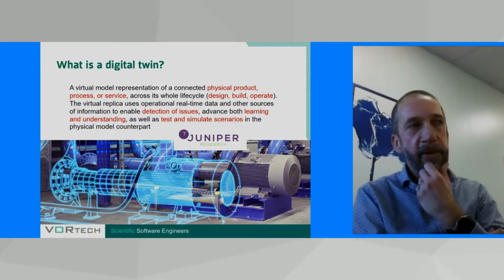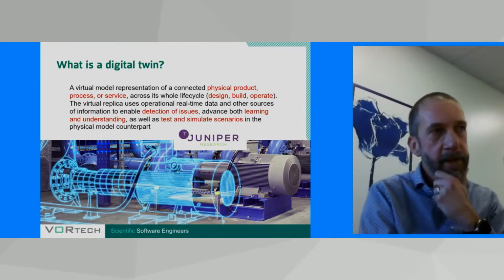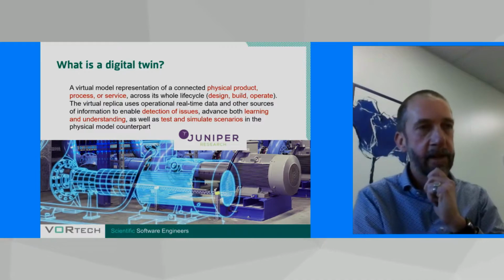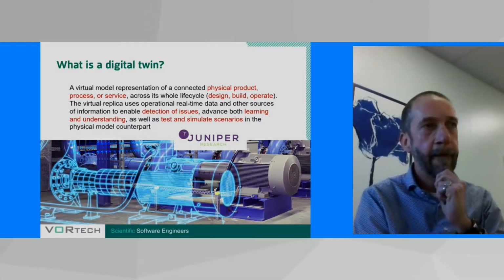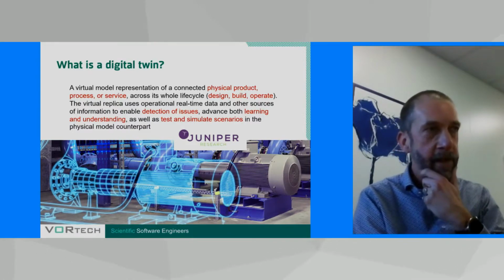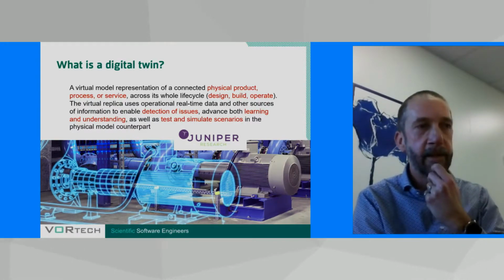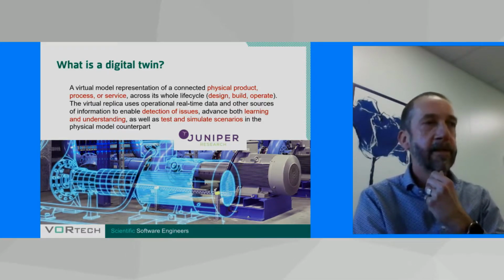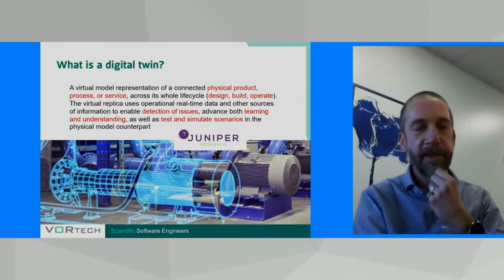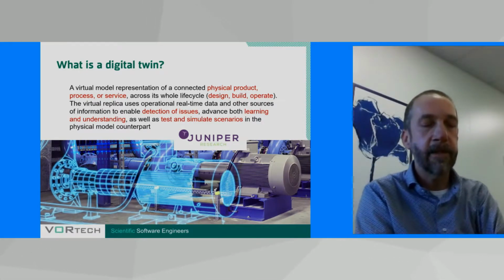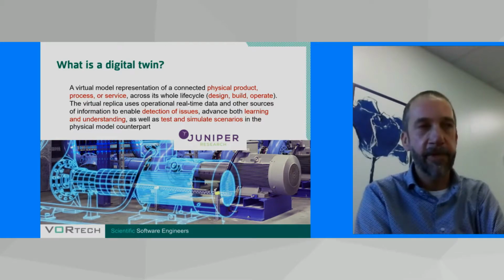And then there are a couple of use cases in this definition. So the first is detection of issues. I'll give you an example later on. The second is learning and understanding, which is a wonderful application to train people. So at some point you will probably also see that machines come with a digital twin in order to train people to use it.